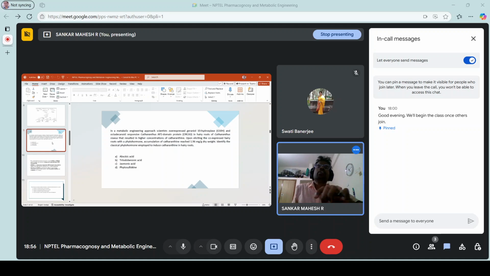The next question is, in a metabolic engineering approach, scientists overexpressed geraniol 10 hydroxylase G10H and an octadecanoid responsive Catharanthus AP2 domain protein, or ORCA3, in hairy roots of Catharanthus roseus that resulted in higher concentrations of catharanthine. Upon eliciting the co-expressed hairy roots with the phytohormone, accumulation of catharanthine reached 1.96 mg per gram dry weight. Identify the classical phytohormone employed to induce catharanthine in hairy roots. Four options are given here: abscisic acid, triiodobenzoic acid, jasmonic acid, and phytosulfokine. So you can take a couple of minutes to think about which of these is important for catharanthine production, and then we'll discuss that further.